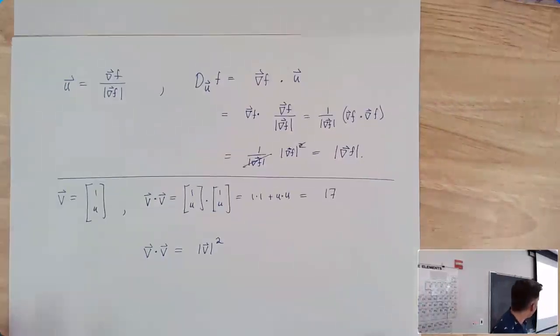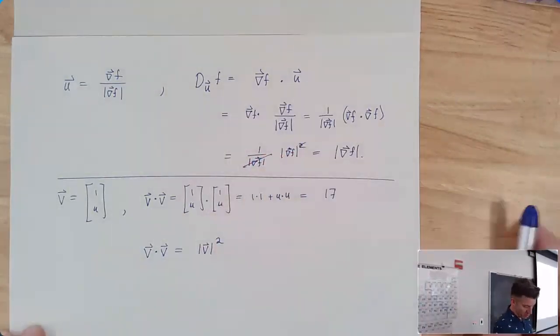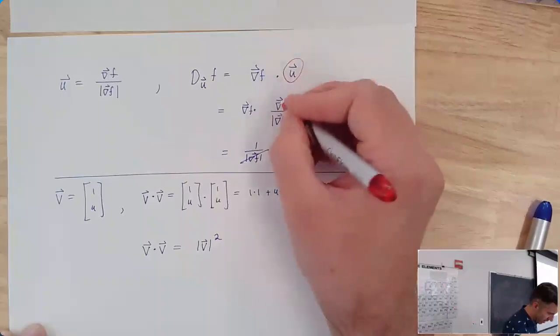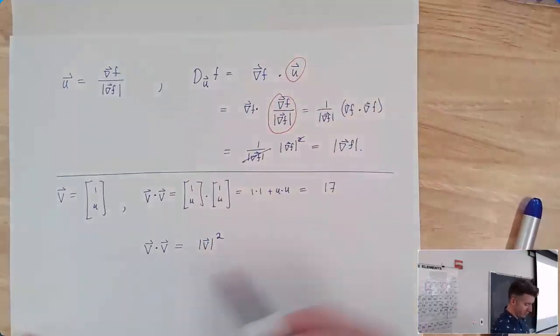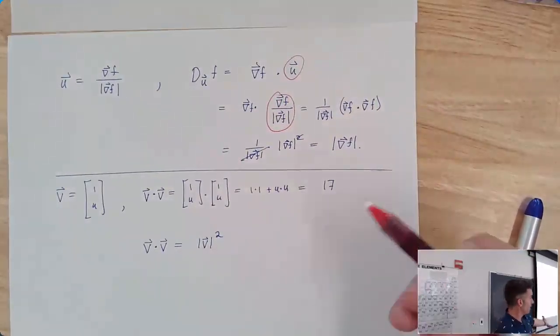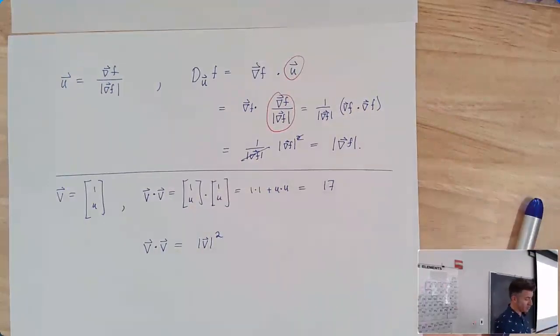So that's what's really happening when you are taking the directional derivative in the direction of the gradient. You're ending up just getting that the derivative is in fact the magnitude of the gradient. So it really is true that the direction of the gradient is the direction where you get the maximal increase, and the maximal increase is the magnitude of the gradient.